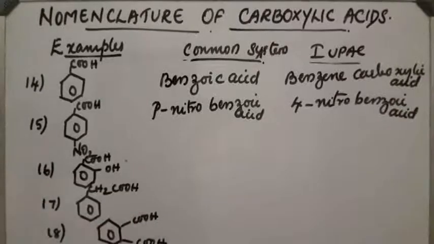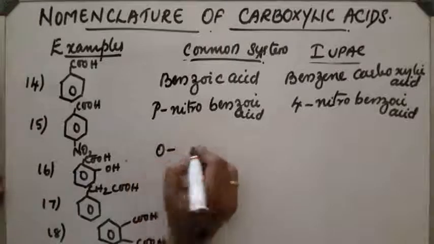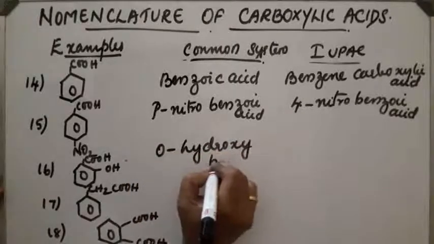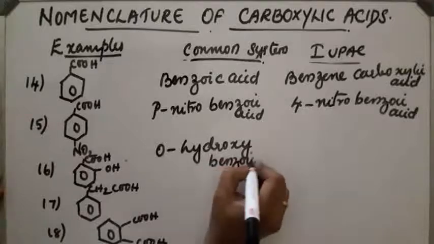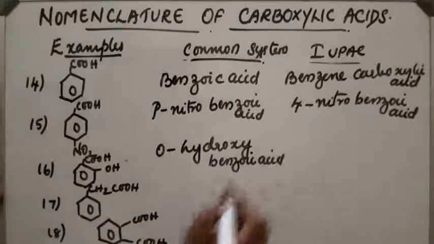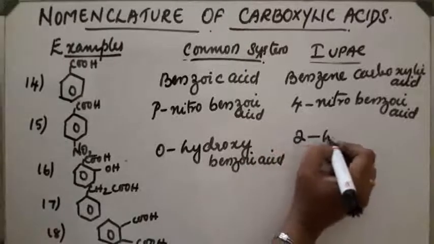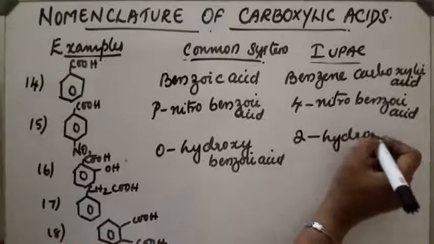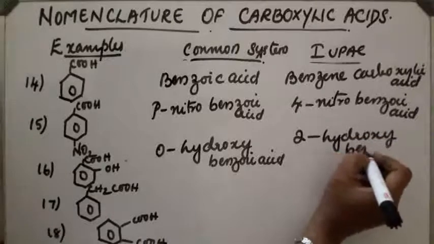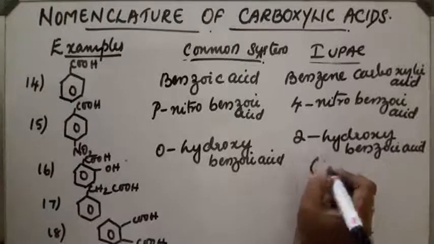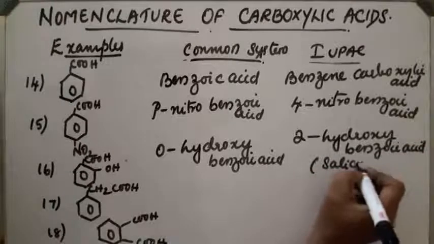Next compound. An OH group is attached at the ortho position. So, ortho-hydroxy benzoic acid. Next one is 2-hydroxy benzoic acid. It is also called salicylic acid.